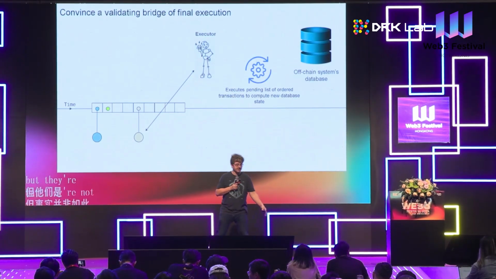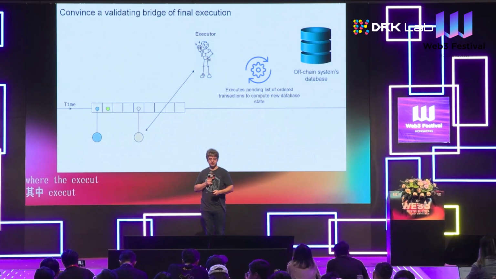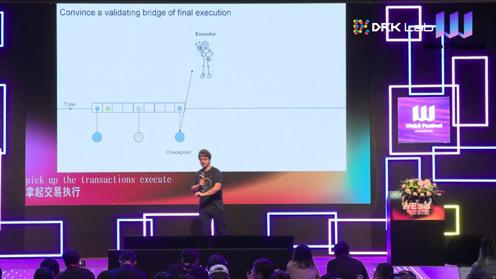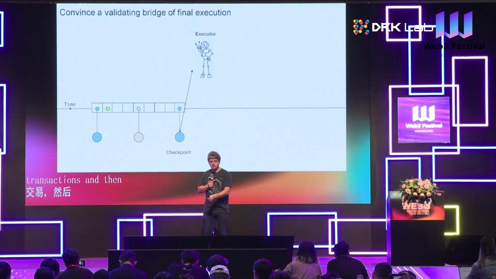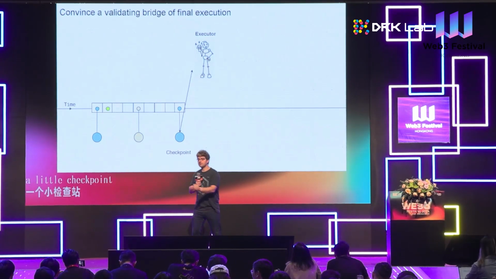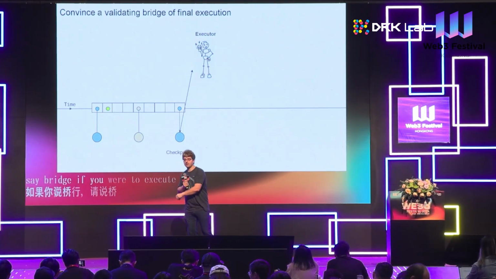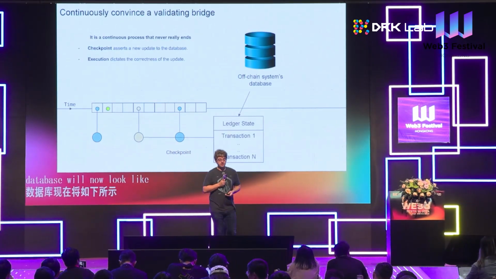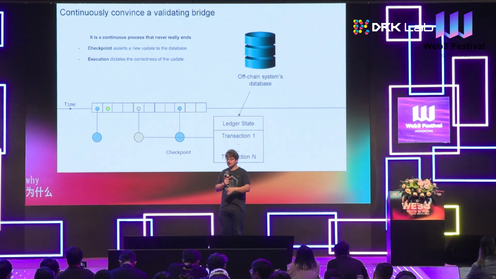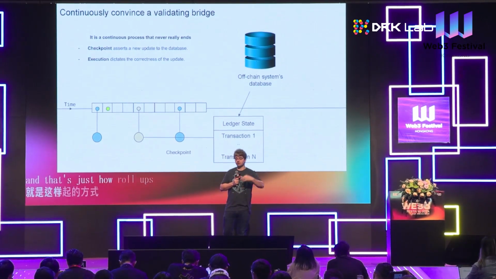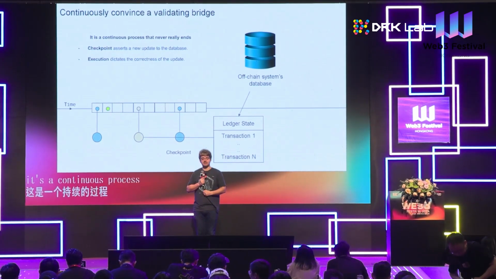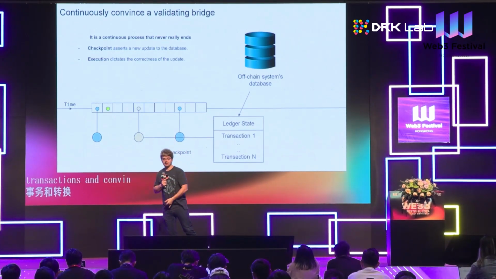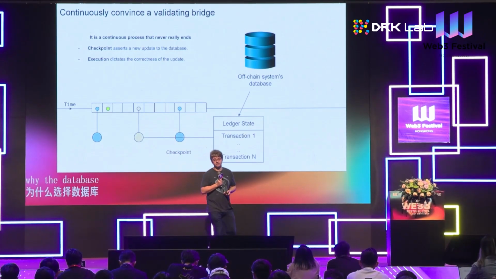He'll pick up the transactions, execute the transactions, and then hopefully post a little checkpoint to the bridge that says, bridge, if you were to execute these transactions, this is what the database will now look like, alongside convincing evidence for why this is correct. And that's just how rollups work. It's a continuous process of collect user transactions, execute transactions, and convince the bridge why the database now looks like this after executing those transactions.